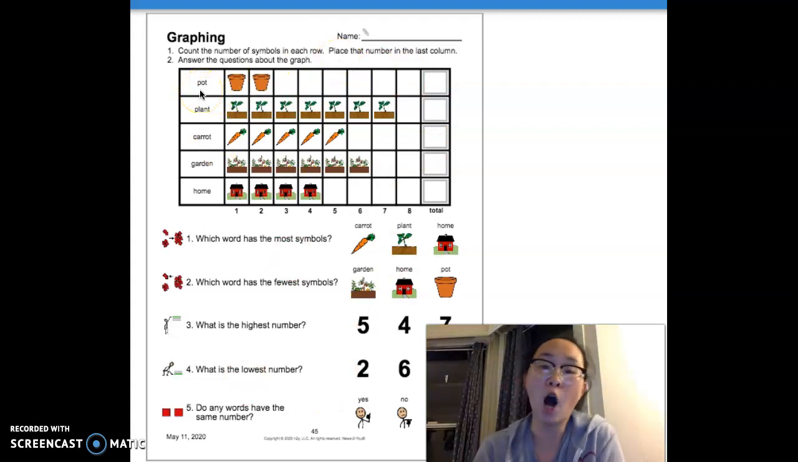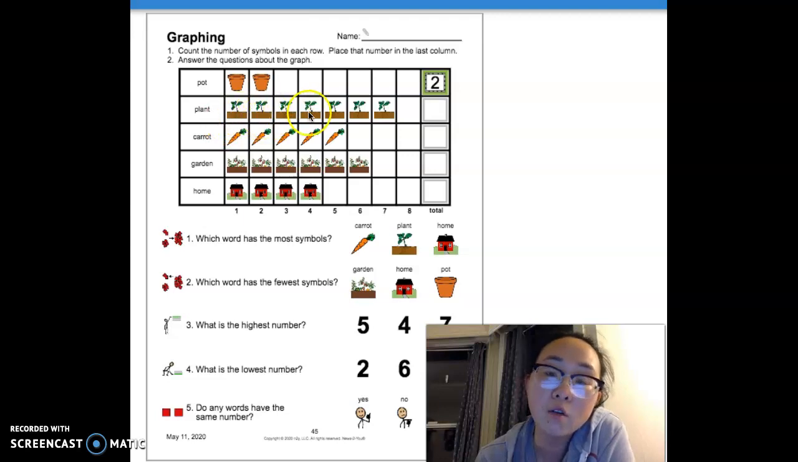The first word is pot. How many pots do we have? We have 1, 2 pots. 2. Our next word is plant. Let's see how many plants we have. 1, 2, 3, 4, 5, 6, 7. We have 7.